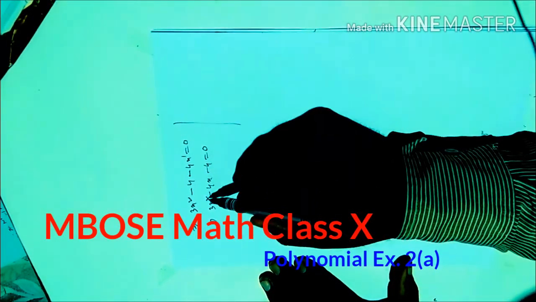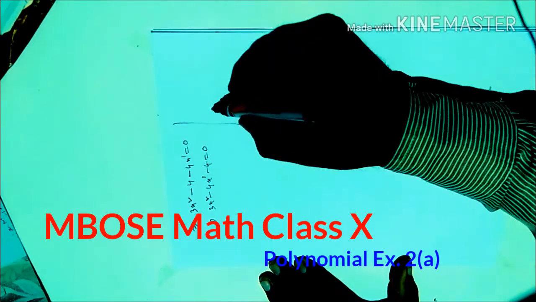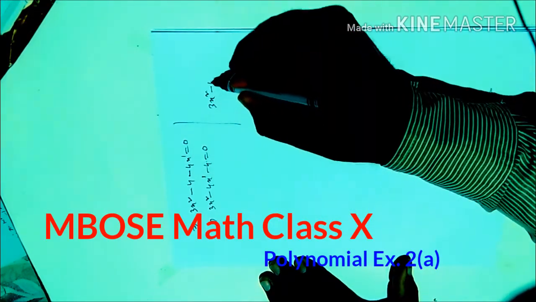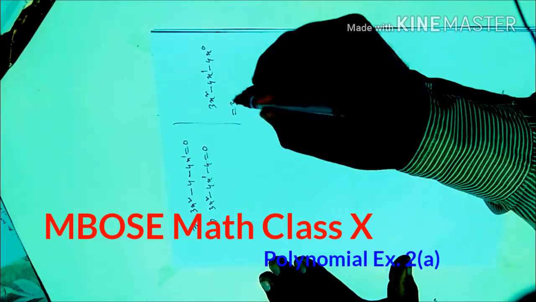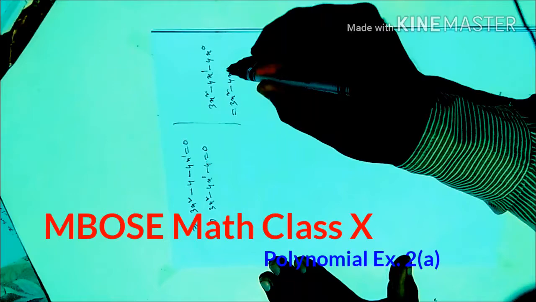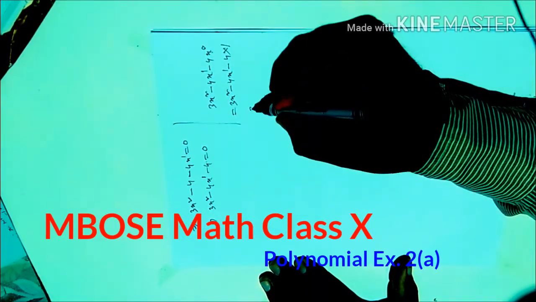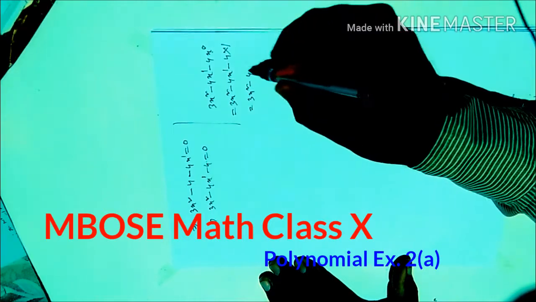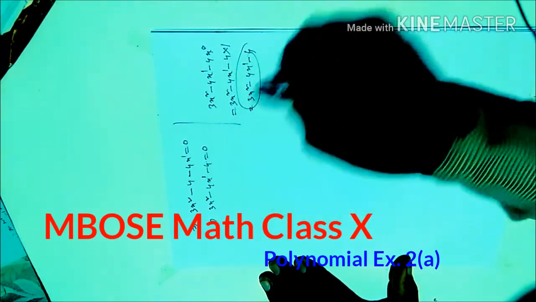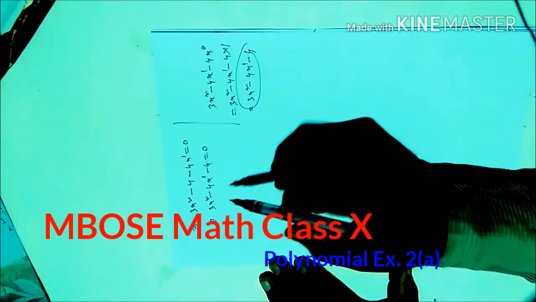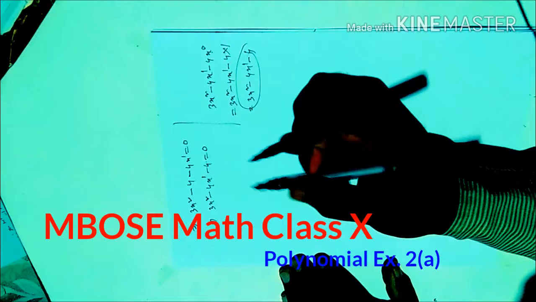You see here, power how much? 2. Power how much here? 1. Here nothing means x power 0. I can show here also like this, x power 0. You see here, 3x square minus 4x power 1 minus 4. Any number power 0 how much? 1. So you see 4. So this one and this one, ultimately their value will be the same. So that's why this is called standard form of the polynomial. You know from class 7, 8.